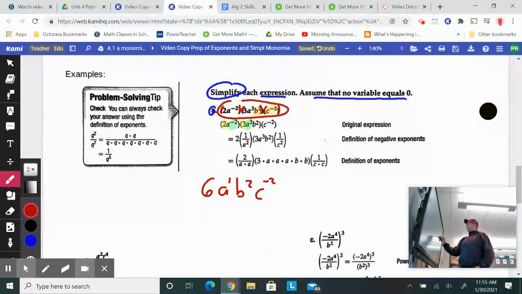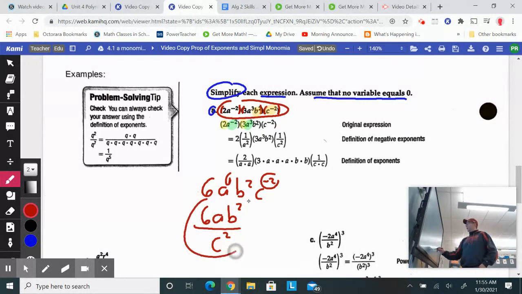Now, I don't need an exponent of 1, so I can just write 6 and then just a, because an exponent of 1 just means a. And I have b to the second. And to be simplified, remember, I can't have a negative exponent. That would make the c go in the denominator with a positive 2. This would be my final answer to this.